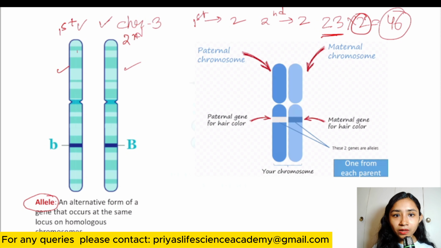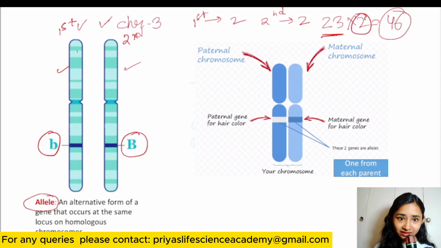Okay, and in the 2 copies I have said that there are 2 genes present, and both of the genes are not always similar. They are alternative forms of each other. That is why these are known as alleles. Alleles are nothing but the alternative forms of a gene that occur at the same locus on homologous chromosomes. So these genes may have some base pair changes in their sequence. That is why they are not similar. They are alternative forms of each other. So that is why these capital B or small b are alleles of each other.